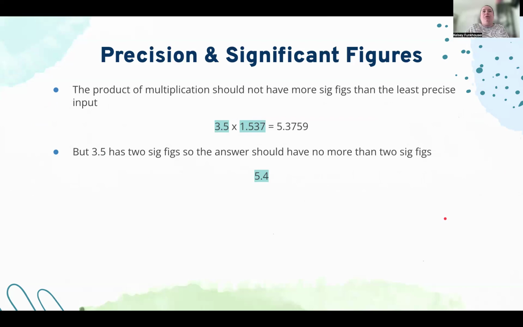And this is also true when we have different numbers of significant figures in the two numbers. So we have 3.5 and 1.537. So this is 4 significant figures. This is still 2. We plug it into our calculator, we would come out with 5 significant figures, which is way more than either of these. But 3.5, 2 significant figures, is our least precise value that we input. So our final answer should also match that in significant figures. So we should just round to 5.4.